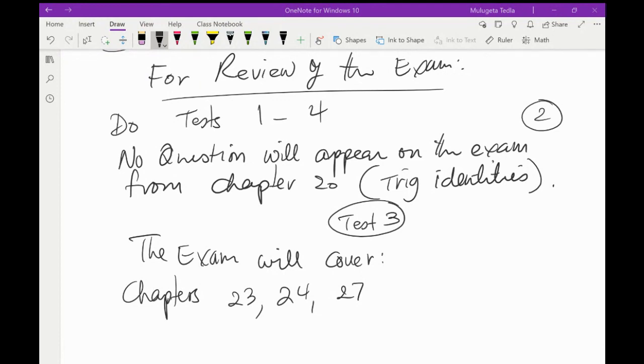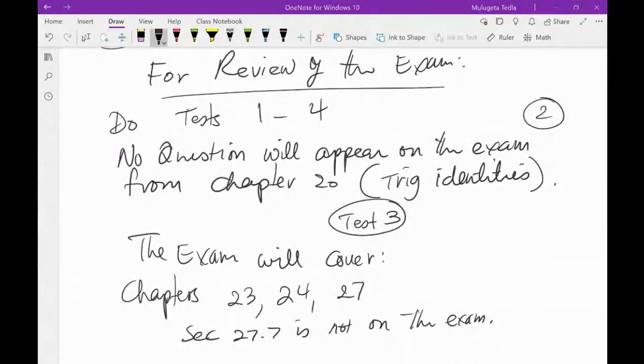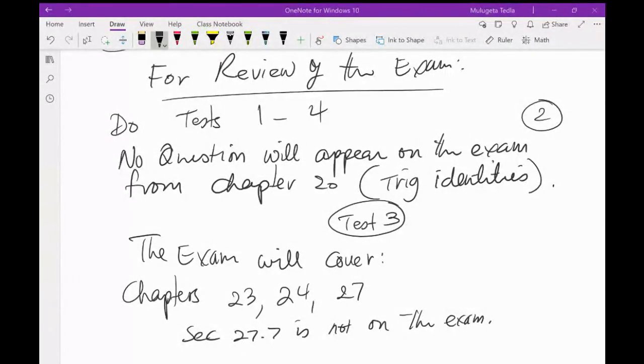Nicholas. Any other question? I see quite a few questions coming up. Is that clear? And section 27.7 is not in the exam, even though we did a little bit of it. So I guess you're okay.